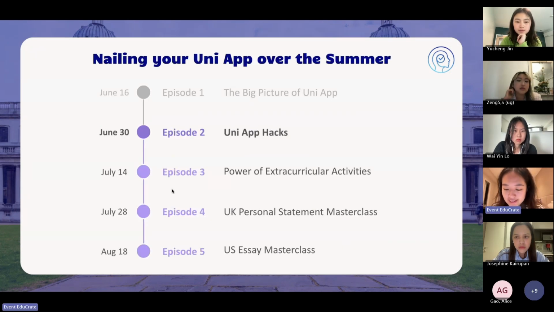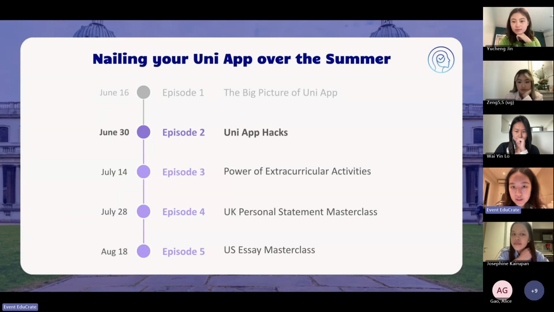Right, so as mentioned, this is actually a series of events that EduCrate has created for our IB students during the summer, to get ahead of the curve with your university applications. Even though I try not to pressure our poor IB students, I do want to emphasize that summer from IBDP1 to DP2 is a very crucial one. So apart from your EE and IA, it's also a time where you can start envisioning your university applications. But obviously, we're here to help you with that as well.